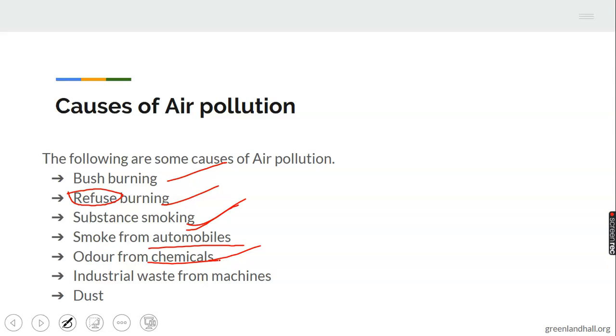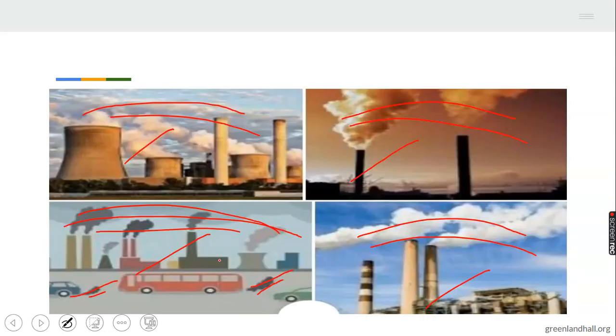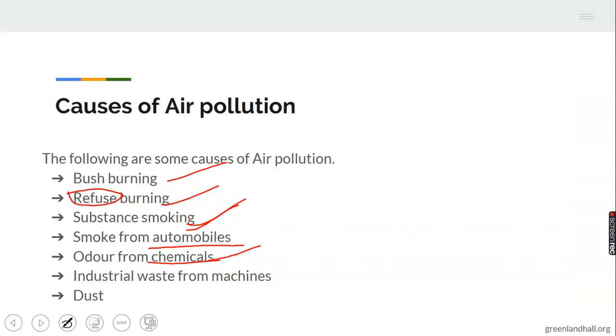Then industrial waste from machines. I showed you a picture the other time. You can see these are industrial waste from machines in industries.